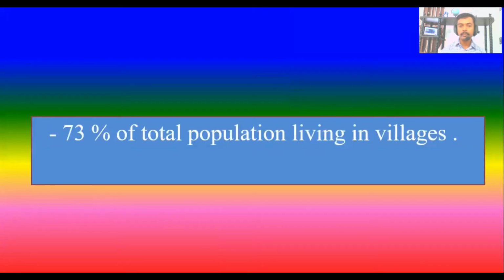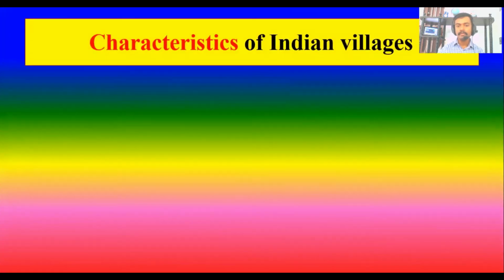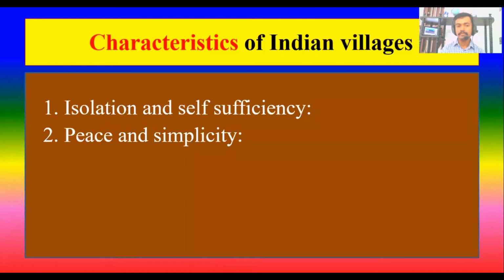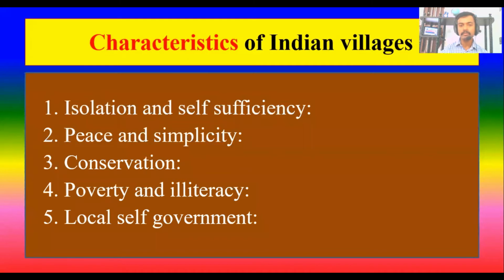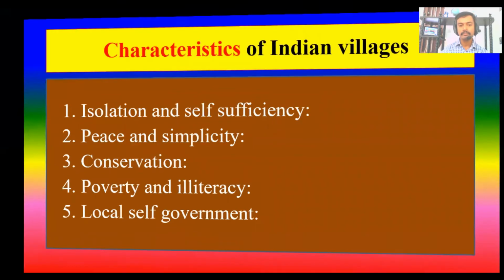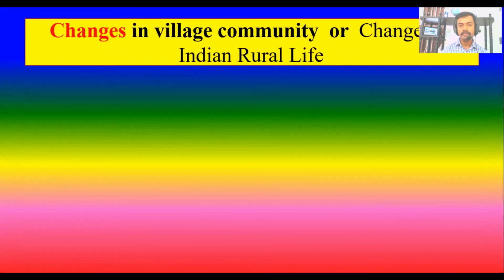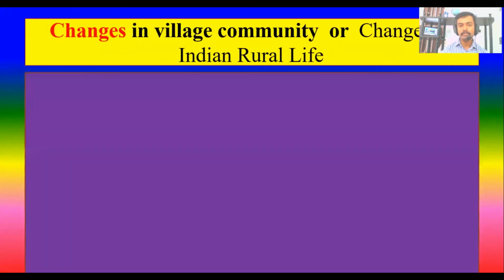73% of the total population lives in Indian villages. Characteristics of Indian villages: isolation and self-sufficiency, peace and simplicity, conservation, poverty and illiteracy. Then local self-government, which may be called panchayat. So these are the unique characteristics of Indian villages.